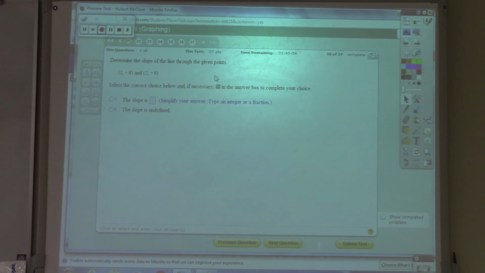Determine the slope of the line through the given point. So here's the slope. Negative 9 plus 8 is negative 1. And 2 minus 2 is what? And what's wrong with 0 being in the denominator? Undefined.